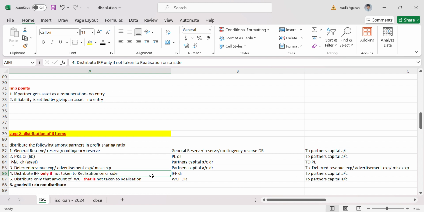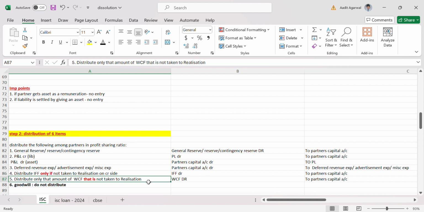If IFF was not appearing in the realization account on the credit side because investment was not there in the question, then this means IFF is still left and you need to distribute it. So if you want to distribute it, you will debit IFF and credit the partners.